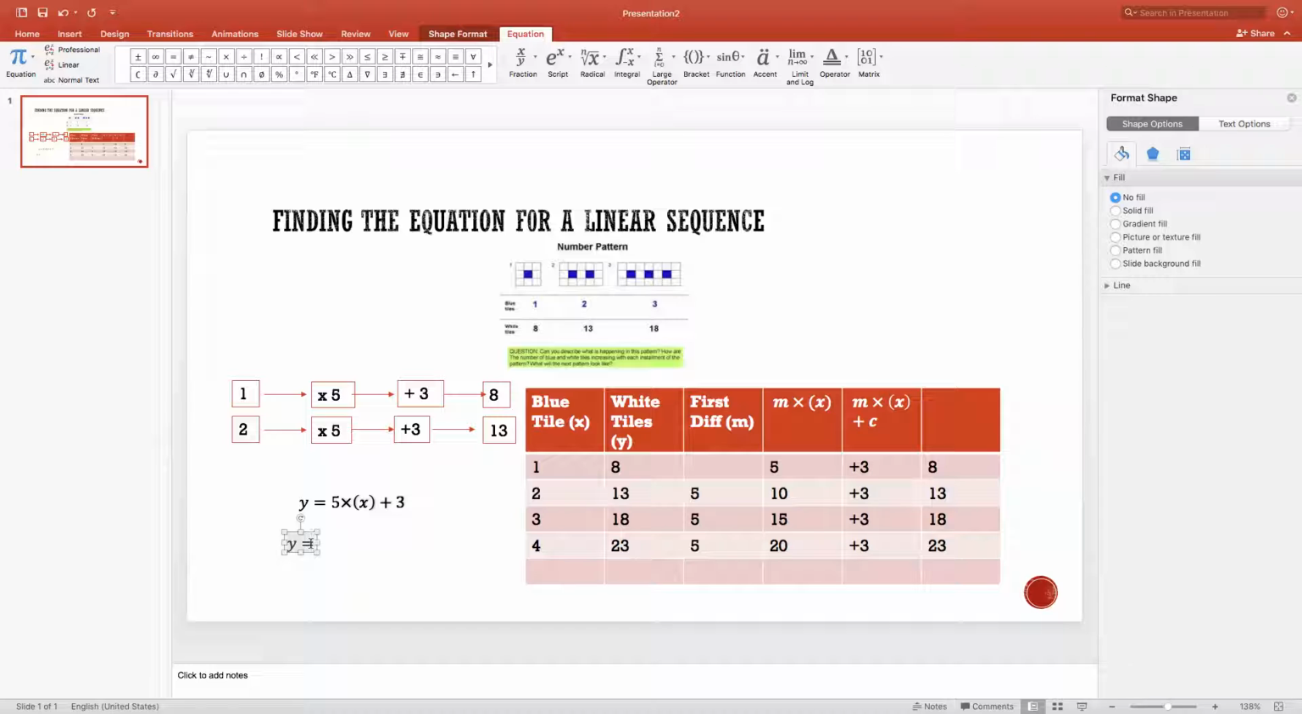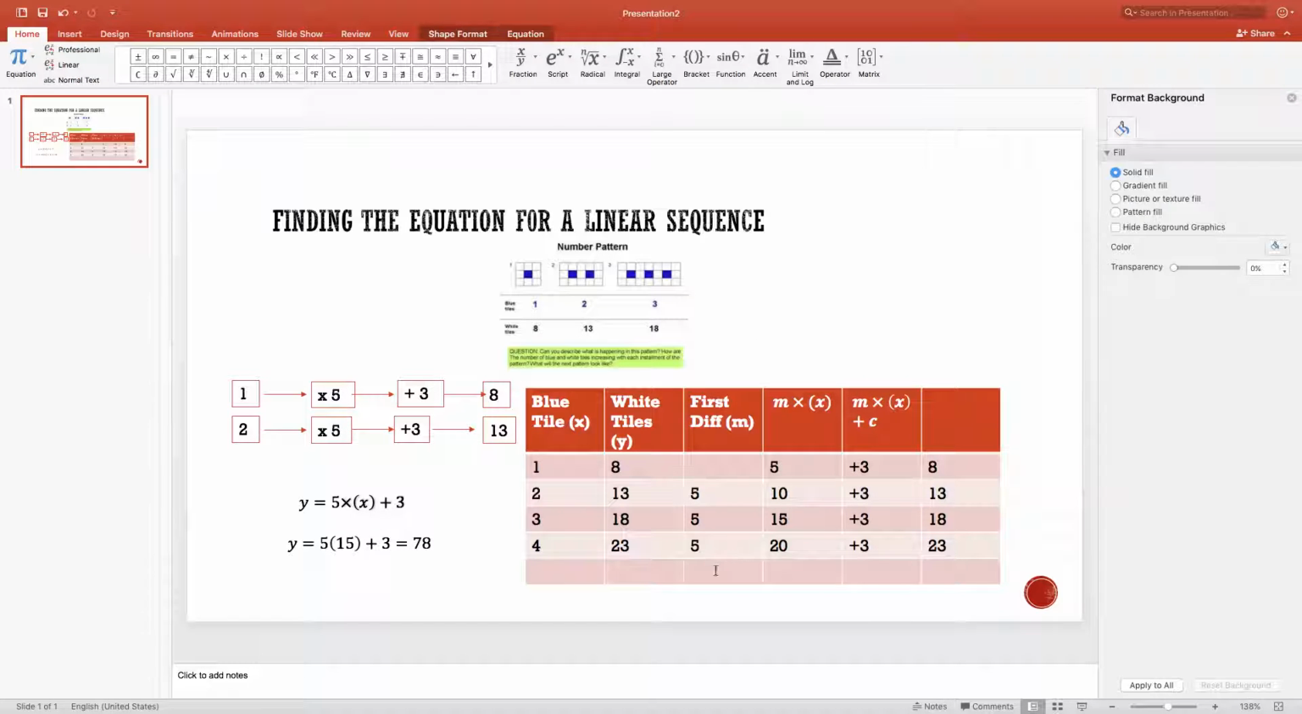So if we wanted the 15th pattern now, we'd go 5 times 15 plus 3 equals 78. So in the 15th, if there were 15 blue tiles, we would have to have 78 white tiles to keep that sequence going.